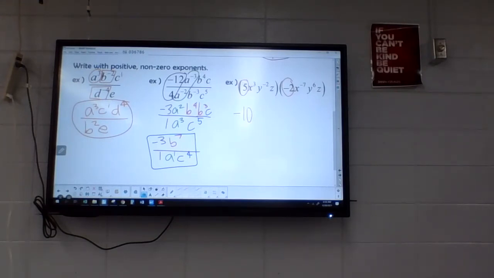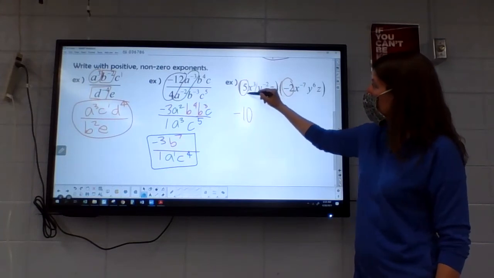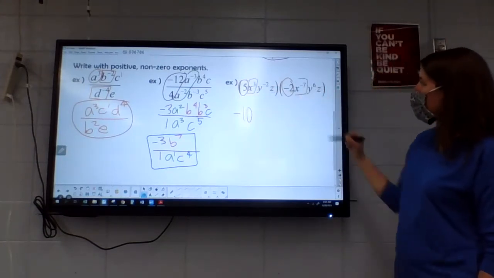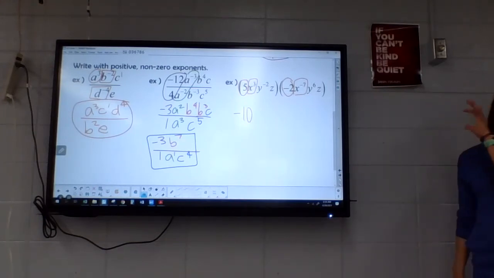Okay, before I start moving things around, I'm okay adding and subtracting negative numbers. If you are too, I would suggest trying to combine things as much as we can. Because I have an a to the third, and I have an a to the negative 7. If I put those, or not a, it's an x, I don't know where a came from. If I put those together, what do I have?